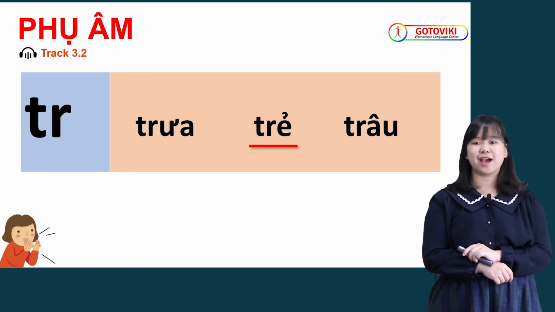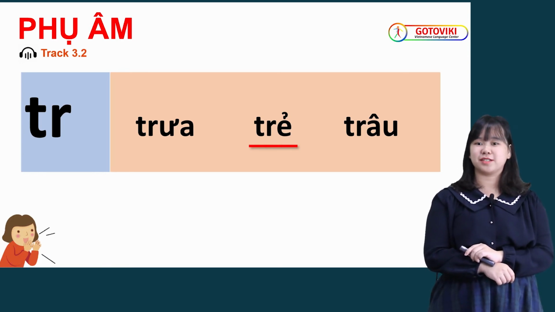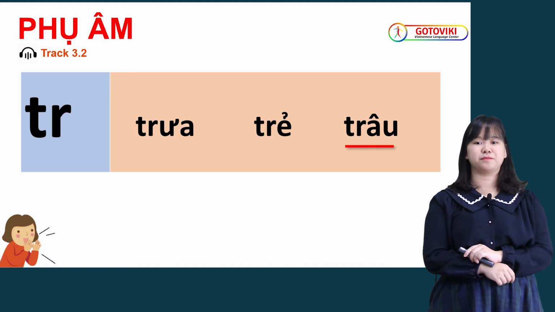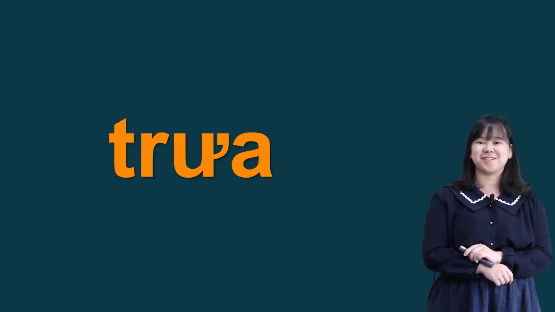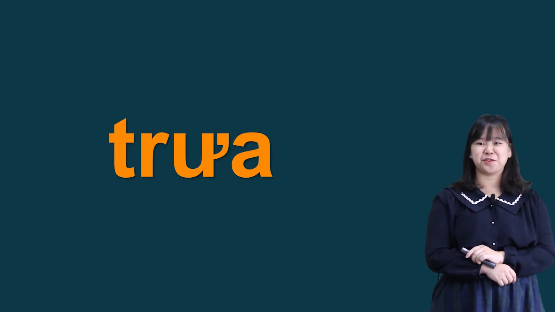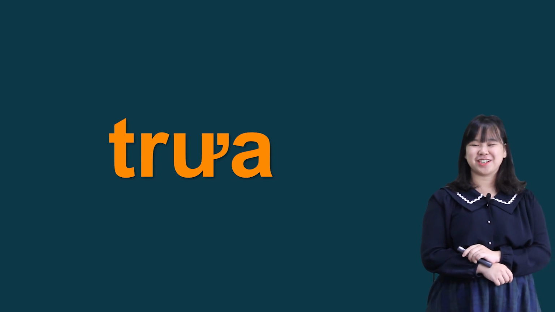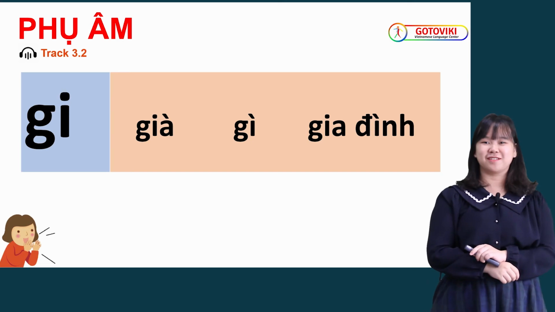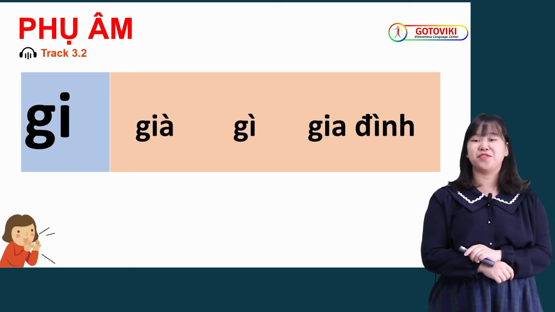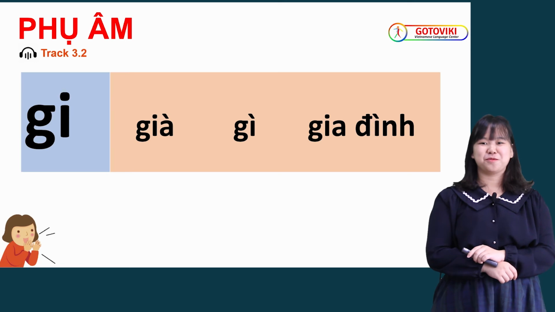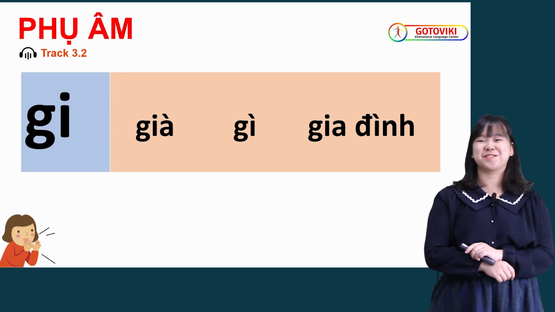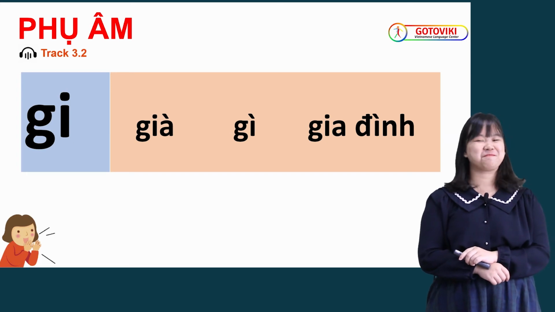Trẻ, trẻ, trẻ. Trâu, trâu, trâu. Trưa in English is the time when you have lunch or take a nap. It's the noon. The next one is the consonant giờ. In Vietnam, the northerners call it giờ, while the southerners call it giờ. Okay, let's practice. Chúng ta cùng luyện tập nhé.